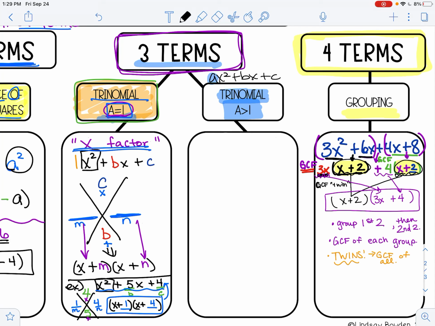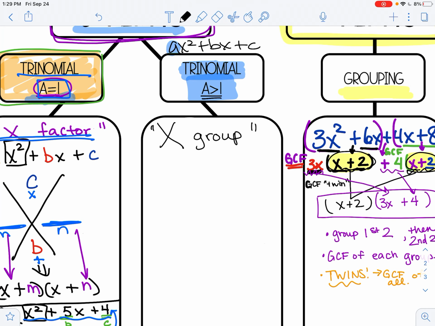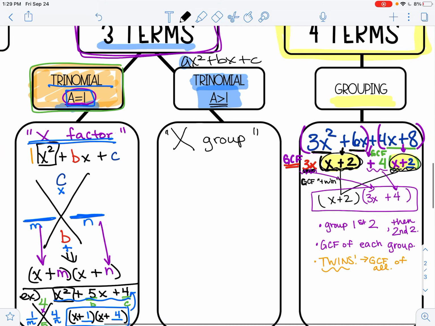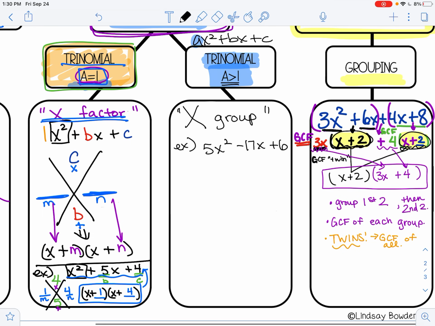So what we're going to use here is not x factor, but we call this x grouping or x group. So when it's 3 terms and a equals 1, we use x factor. But when a is greater than 1, we call that x grouping. And what we're going to do first is still set up that big x. So let's say, for example, you've got 5x squared minus 17x plus 6, and we need to factor this.